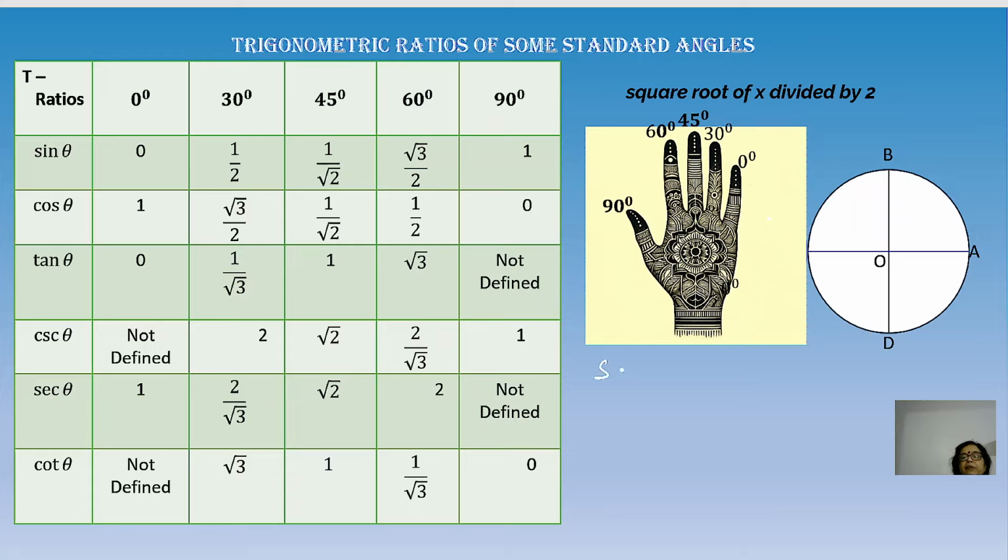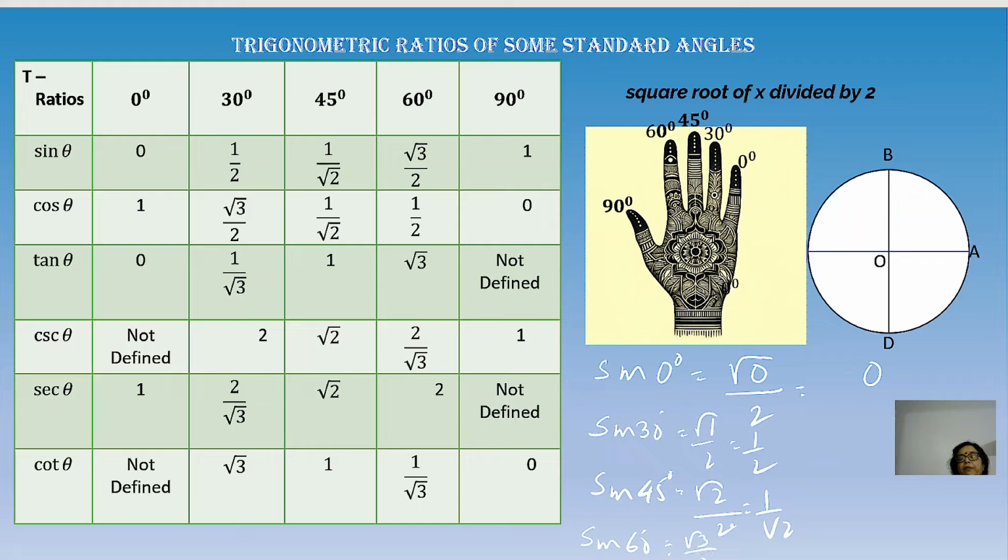So first, if I have to find sine 0, we have taken this for sine value. Sine 0 will be equal to square root of x, that means there is no finger over here. Square root of 0 by 2, that is equal to 0. Then we have sine 30 degree. After 30 we have one finger, so this becomes square root of 1 by 2, that is 1 by 2. Sine 45 degree. Now this is square root of 2 fingers by 2, that is root 2 by 2, that is 1 by root 2. Similarly, sine 60 degree will be equal to, there are 3 fingers over here, so we'll get root 3 by 2. And sine 90 will be root 4 by 2, that is 1.